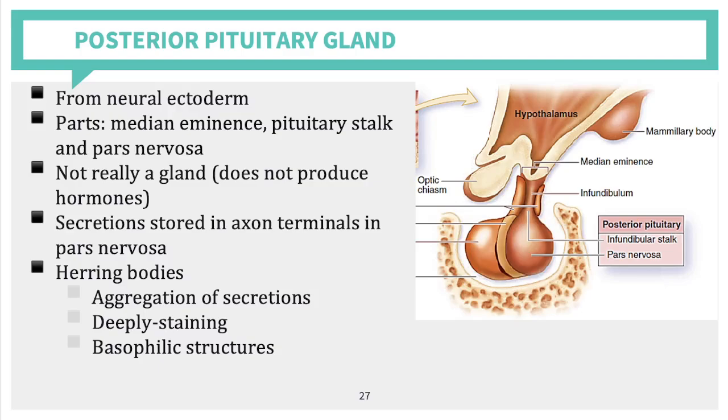Now, we're done with your anterior pituitary gland. Let's proceed now with your posterior pituitary gland. So, your posterior pituitary gland, again, does not secrete any hormone at all, but rather, it stores the hormones produced by your hypothalamus, specifically your oxytocin and your antidiuretic hormone, okay? Antidiuretic and your oxytocin. So, it is from your neural ectoderm.